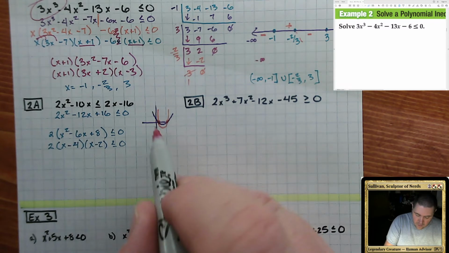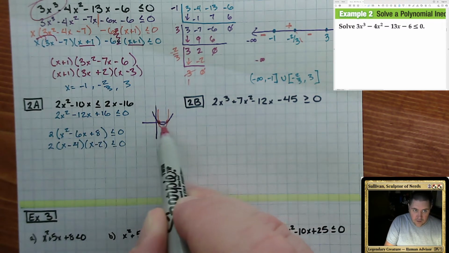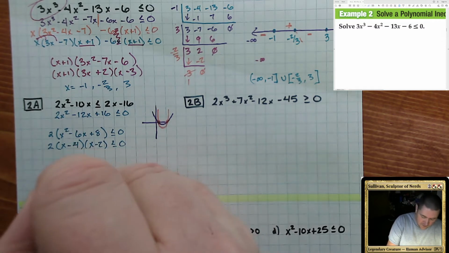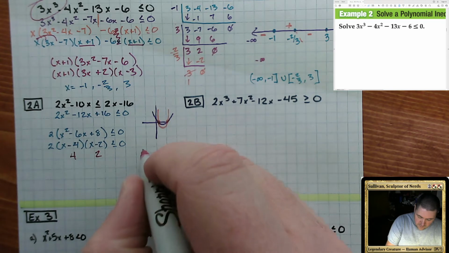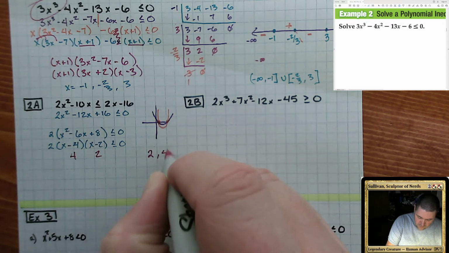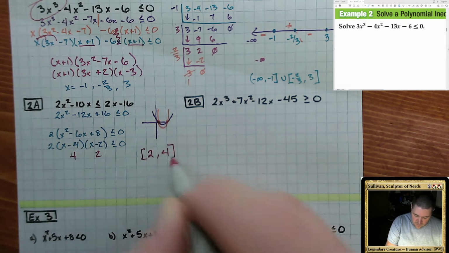I want to know, where is this thing less than or equal to 0? And it's in between those two x-intercepts of 4 and 2. So from 2 to 4. It does say or equal to, so we'll use brackets.